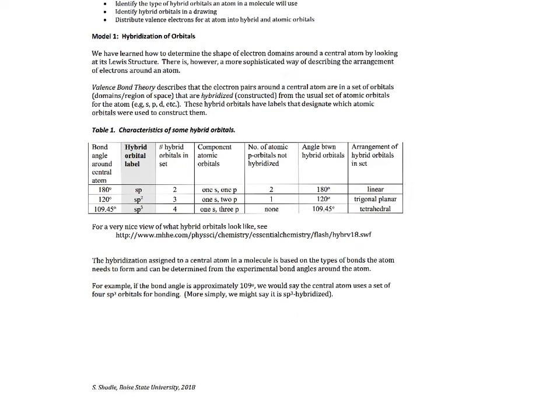The hybridization that is assigned to a central atom is based on the type of bonds that the atom has to form, and we can use the experimental bond angles, which is something we have already learned how to do, to determine what kind of hybrid orbitals we need. So for example, if the bond angle around a central atom is around 109, then we're going to say that the central atom is going to need a set of sp3 hybrid orbitals for bonding. Or we might say it's sp3 hybridized. Likewise, if the bond angle is 120, we're going to say it's sp2 hybridized.